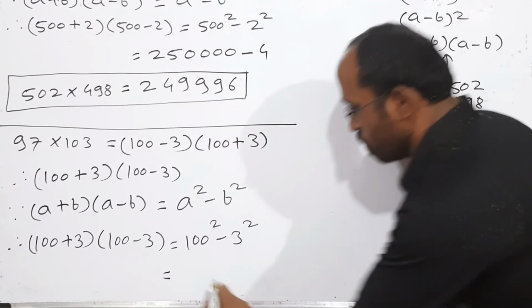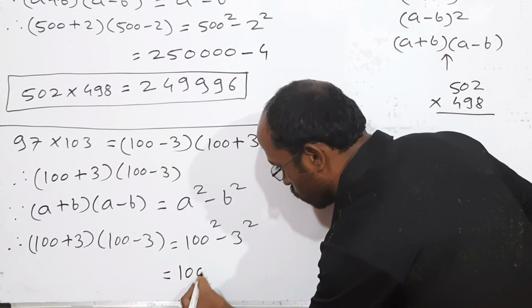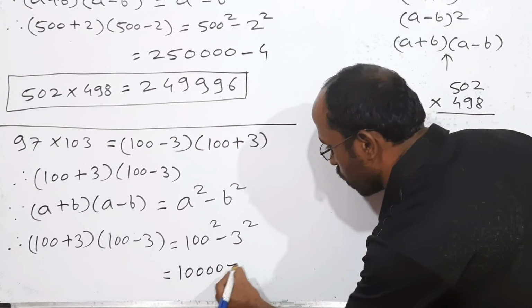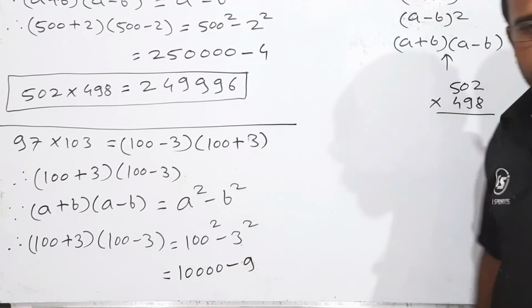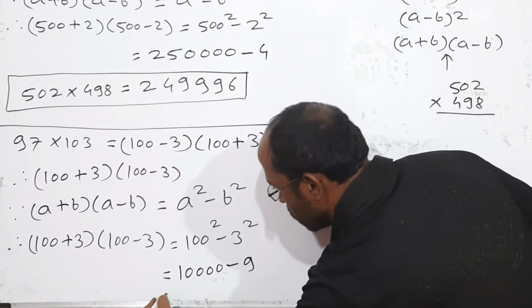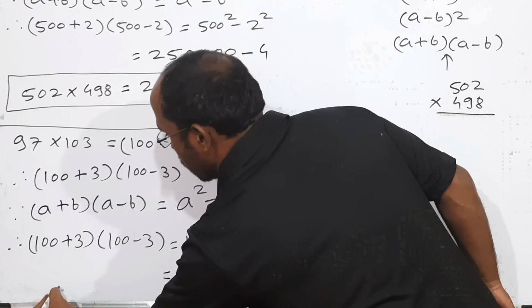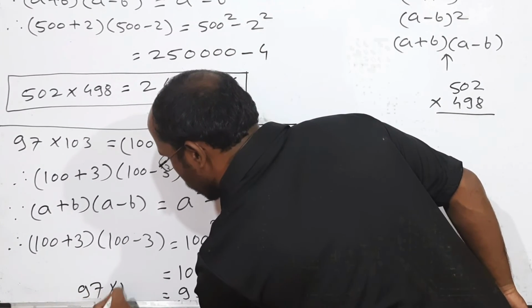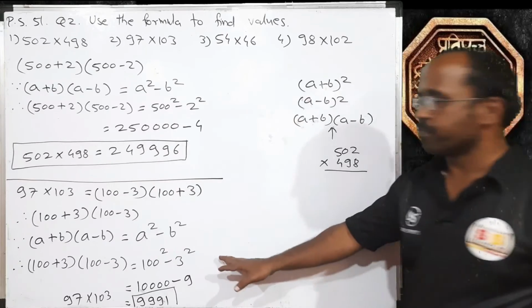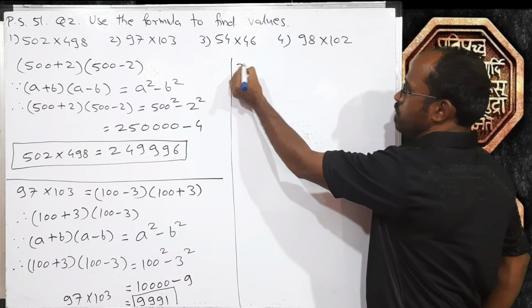Square of 1 is 1. At the place of 2 0, let's replace 4 zeros, 1 2 3 4 0. So the number is 10,000 minus square of 3 is 9. So 10,000 minus 9 is 9,991. So the multiplication is 9,991. 97 multiplied by 103 is equal to 9,991. Got it, students?